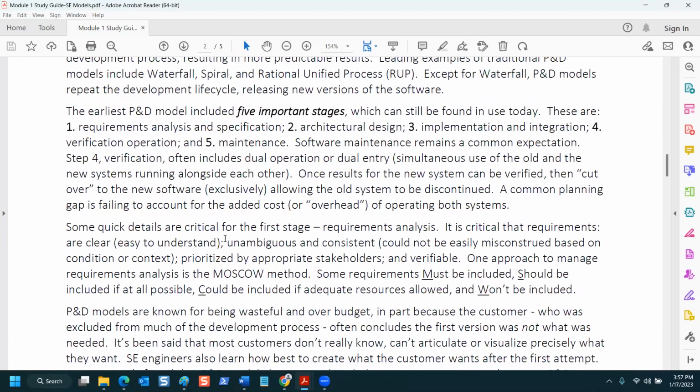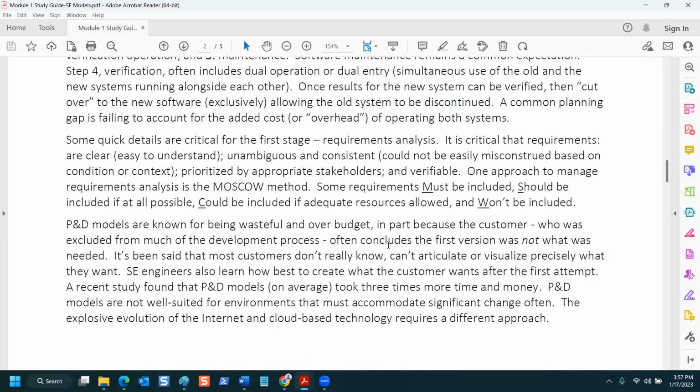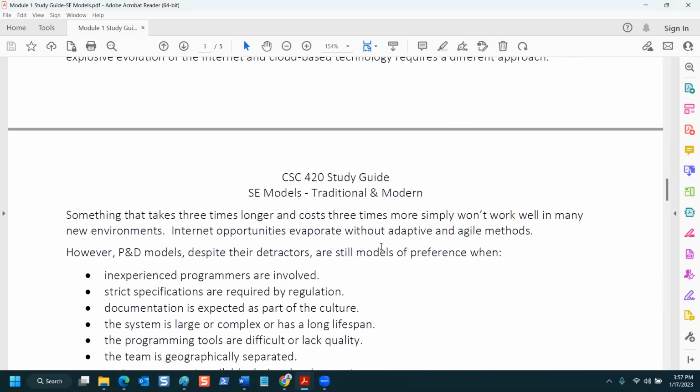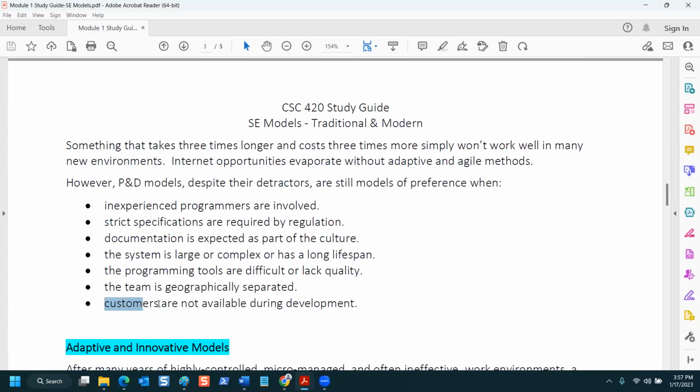So if you get to the place where you're working the implementation and integration, you're hammering out the architectural back end, right? You're engineering or architecting the back end, the big databases, the repository for all the information that the GUI will draw from to populate the screen. That kind of stuff, when you implement and integrate, if your customers aren't there where they can take a look at what you got, you don't need to be working with an adaptive and innovative model. You still want to use the planning and development model.